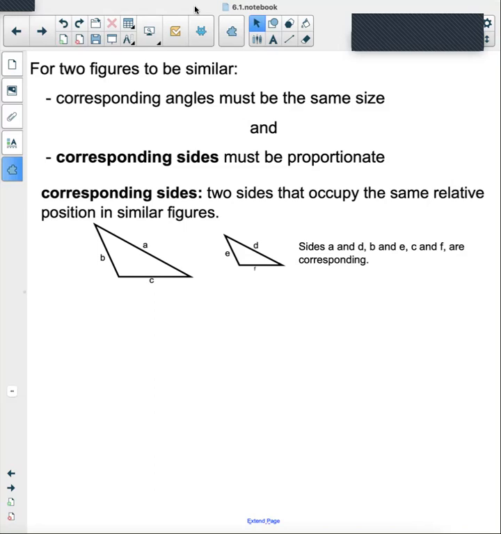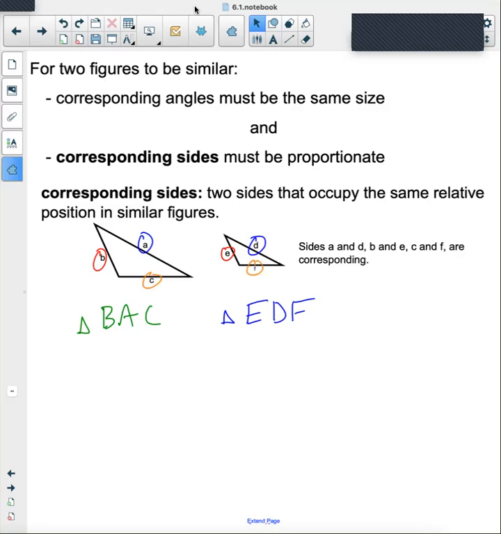Okay, so if we look at these two triangles here, we have triangle BAC over here. Remember, when we're naming triangles, we just pick a side and go left to right. Under that same convention, this triangle on the right is going to be triangle EDF. And sides A and D, B and E, and C and F are all corresponding. Okay, so they're in the same relative location.